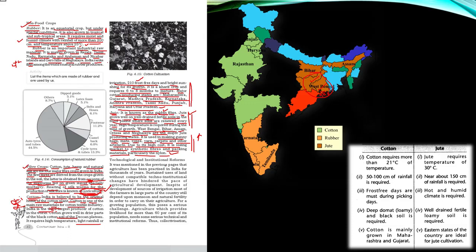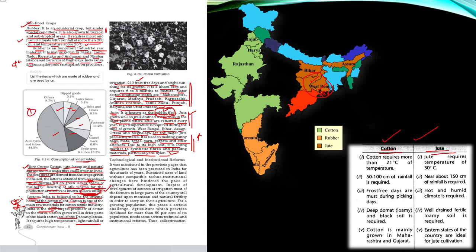So here also you can be asked this question, why is jute known as golden fiber. Then with reference to cotton also, a similar type of question can be asked: give the climatic requirement for growing cotton, jute or rubber, etc. Then you also have a pie diagram over here which shows you the consumption of natural rubber in 2010 and 11. You can go through these diagrams also. One mark questions can be asked from these pie diagrams as well.